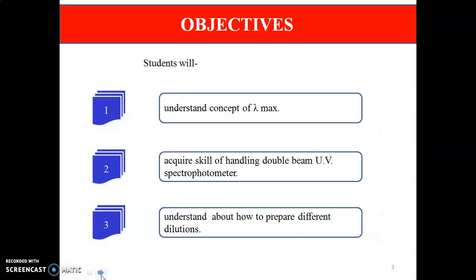After performing this experiment, these three objectives will be achieved. The first one, the student will understand the concept of lambda max. Second, the student will acquire the skill of handling a double beam UV spectrophotometer. And the third, the student will understand how to prepare different dilutions.